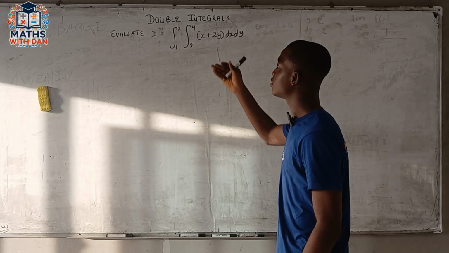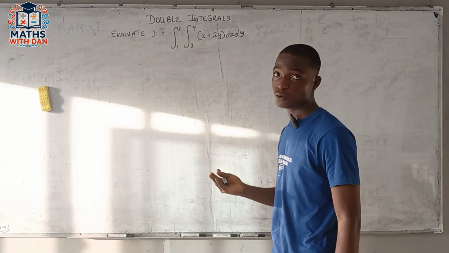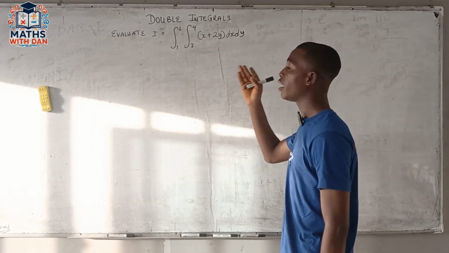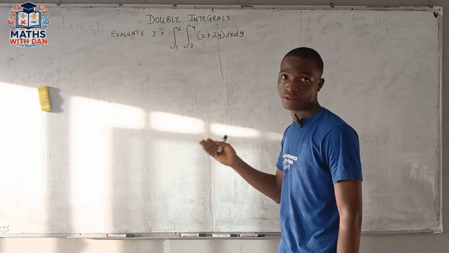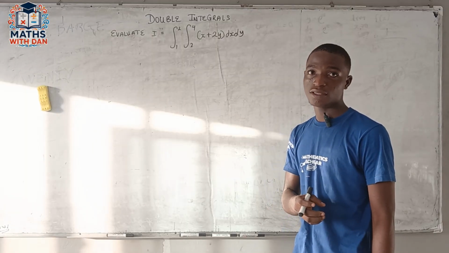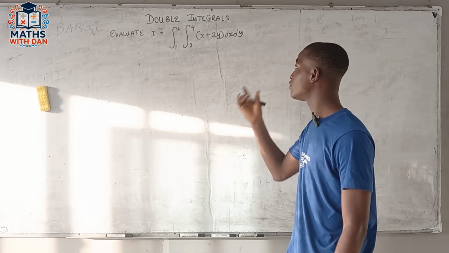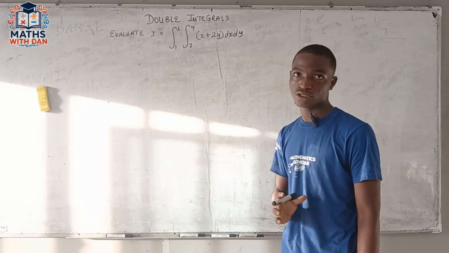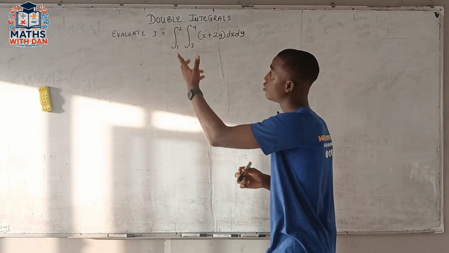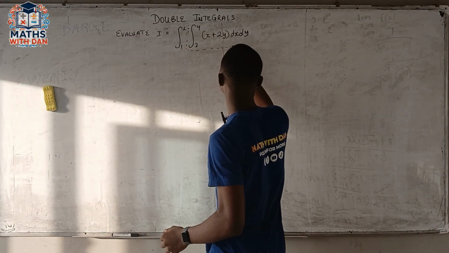So we have an integral from 1 to 2, which is the boundary, and we also have an integral from 2 to 4. That's a double integral with respect to x and y, and the function we are integrating is x plus 2y. Right? So for us to do this, if you are integrating with respect to x, y will be constant, and if you are integrating with respect to y, x will be constant. Do you understand? So let's integrate this first, then integrate the second one. That's the reason why we call it a double integral. So integrating this first with respect to x.